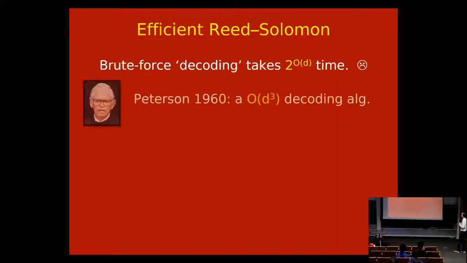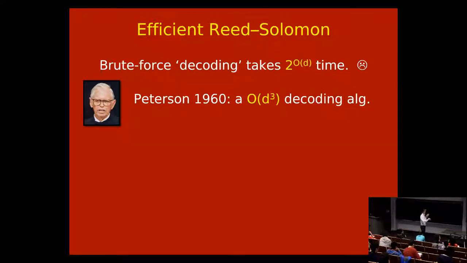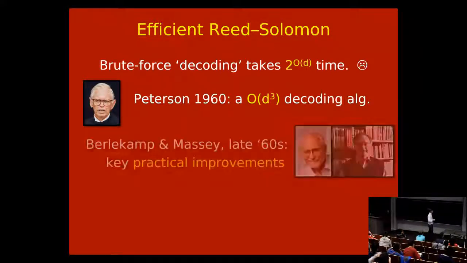But you can turn it into an efficient algorithm. I mean, you need some smarts. And this was actually done by a famous coding theorist from the 60s, Peterson, and he gave a polynomial time algorithm for finding this polynomial. It runs in cubic time in d. So it's tricky, but he does it. Given this list of data for which there's a polynomial that matches most of the data and is of degree at most d, he shows an algorithm for how to find it.